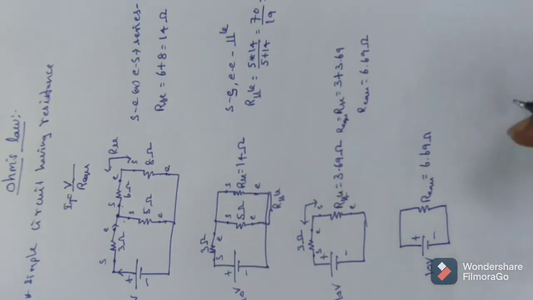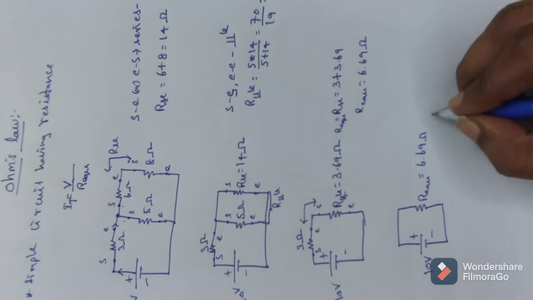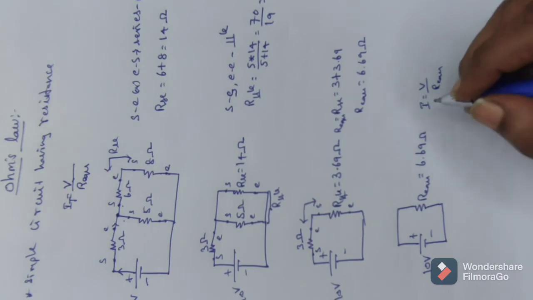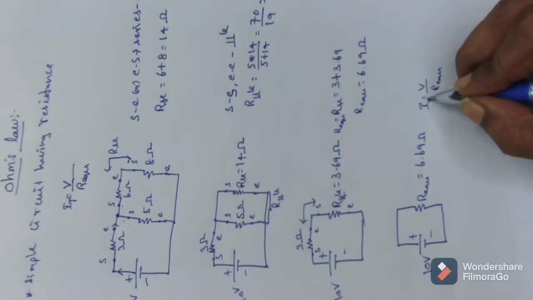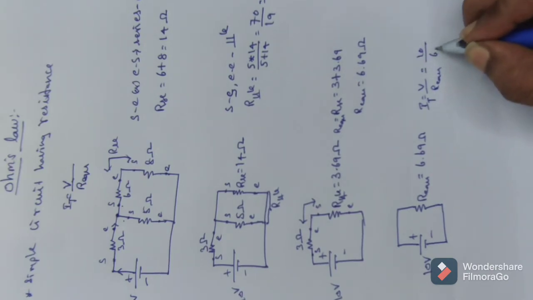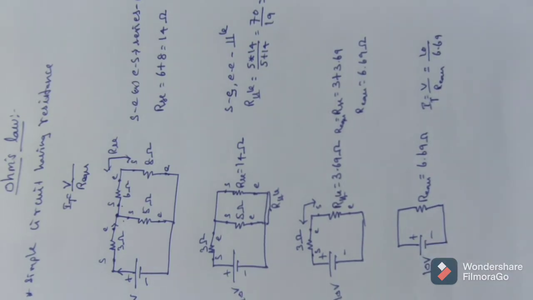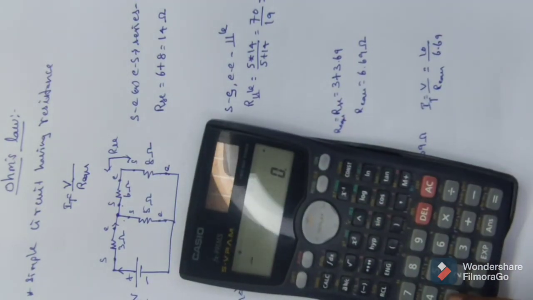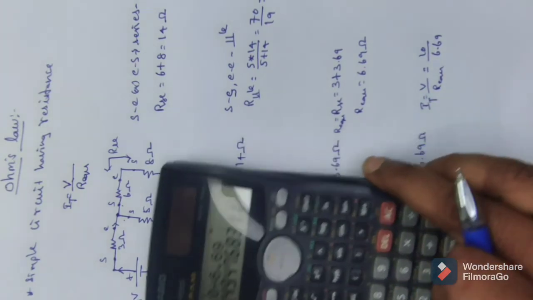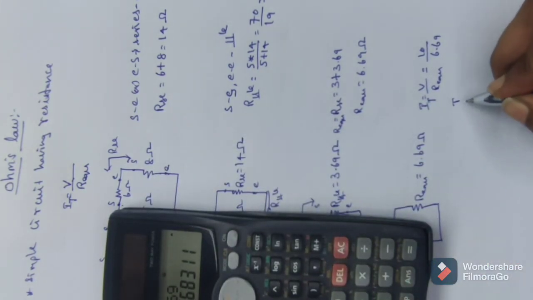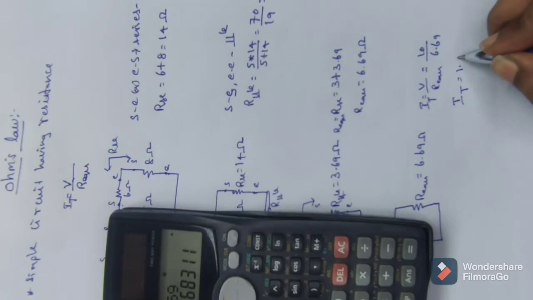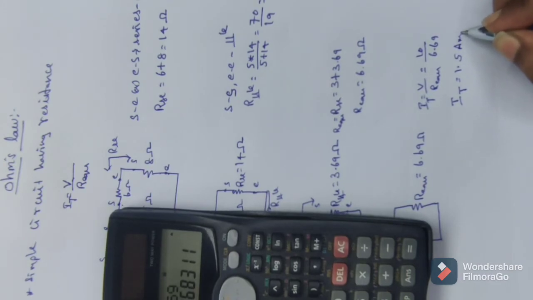Here we can directly apply Ohm's law. According to Ohm's law, I equals V by R equivalent, and the obtained current is called the total current. So the voltage value is 10 divided by 6.69, which gives you the total current value. The total current obtained from this circuit is 1.5 amps.